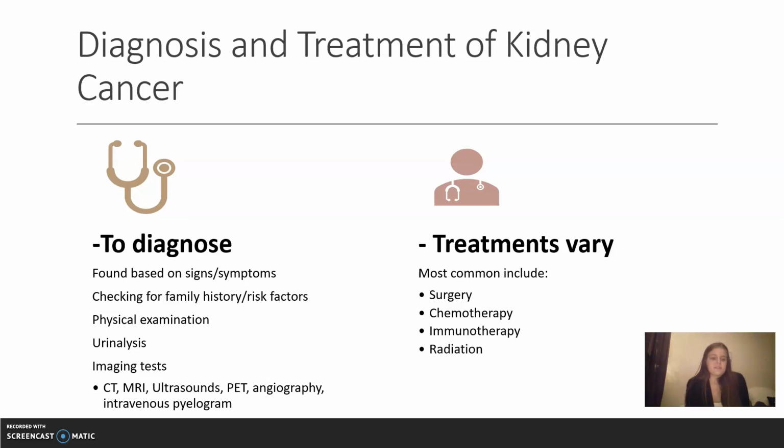So for the diagnosis of kidney cancer, a lot of times patients will experience some sort of sign or symptom, such as hematuria, which is blood in the urine, or they may feel lower back pain on just one side. They may have rapid weight loss that isn't caused by dieting. They may have no appetite anymore. All these are telltale signs of cancer.